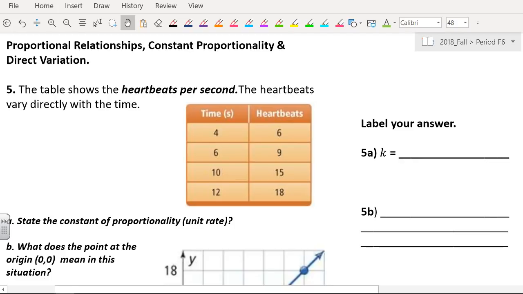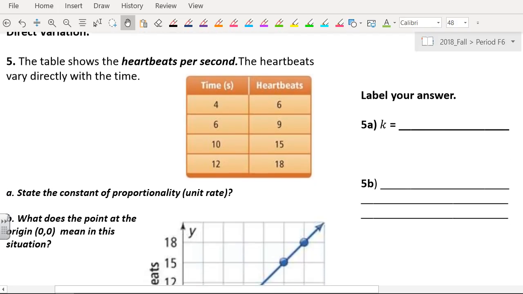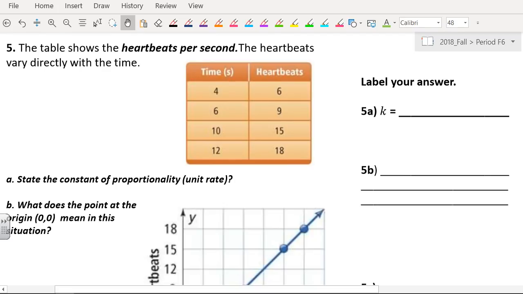Okay. So back of the page. All right. Proportional relationships. Same thing. Per second. Heart beats vary directly with time. So they're telling us it's a direct variation. Now, what is going to be the constant? Well, we need to divide. We already did that before. 6 divided by 4 is 1.5. Right, and we have to label it.